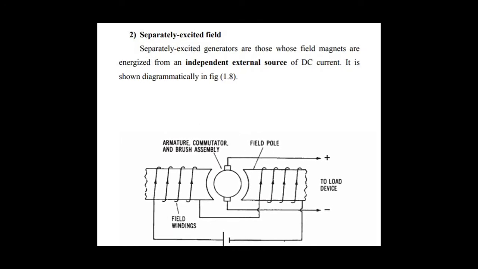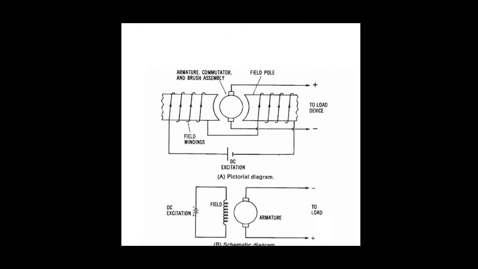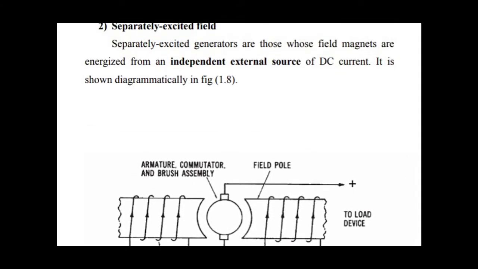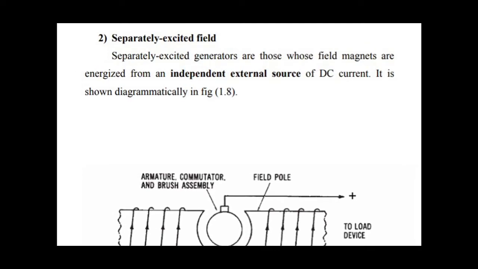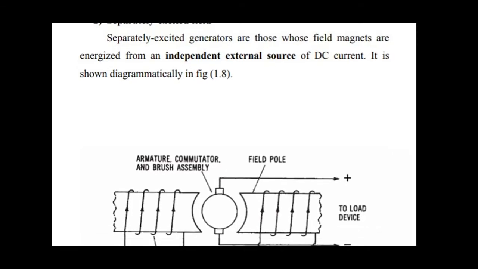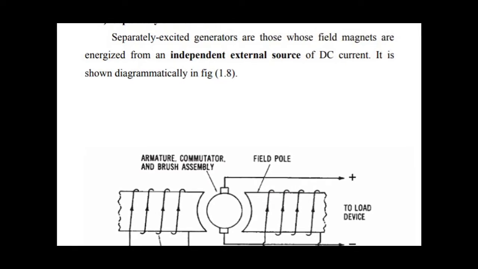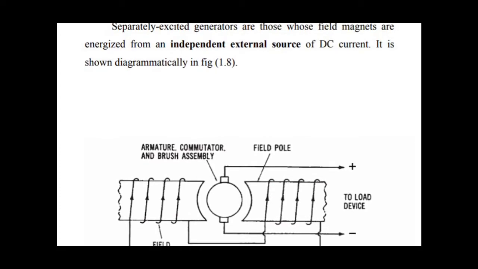So here it is a separately excited machine. Separately excited generators are those whose field magnets are energized from an independent external source, that means an extra DC supply. It is shown diagrammatically.